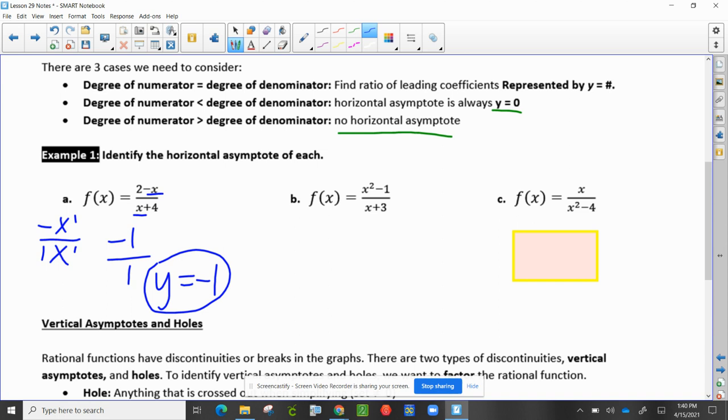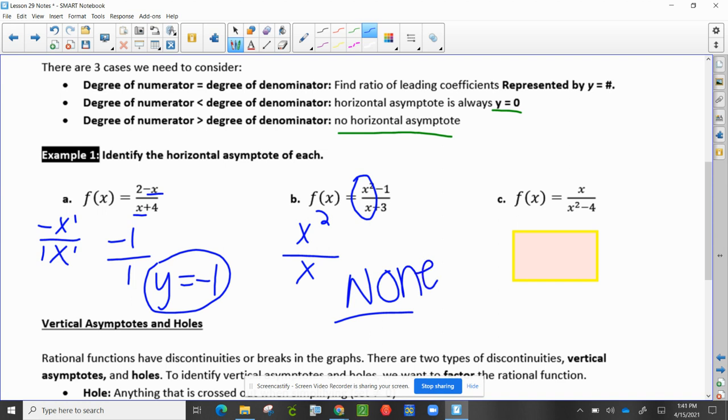Let's look at example B. If I look at my x's, we have an x squared on top with an x on the bottom. So this is scenario number 3 where your numerator is larger than your denominator. That means we have no horizontal asymptote. Maybe I'll put none instead.